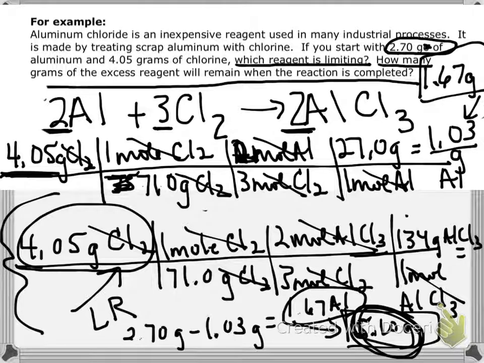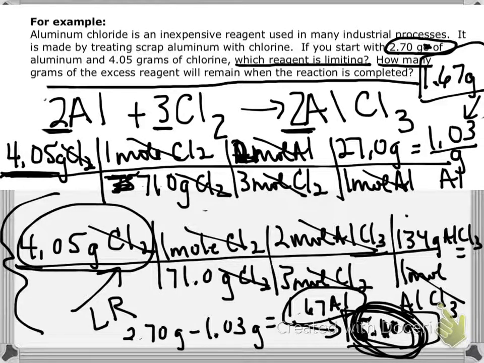Now, that's a pretty involved process for that last part where we solved for how much of the excess reactant remains. There are a couple of different ways to actually solve that type of problem. I showed you one of the ways. Another way would be to take the amount of aluminum chloride that you know was produced, which was 5.10 grams. We found out that that's the amount that was actually made from our limiting reactant.